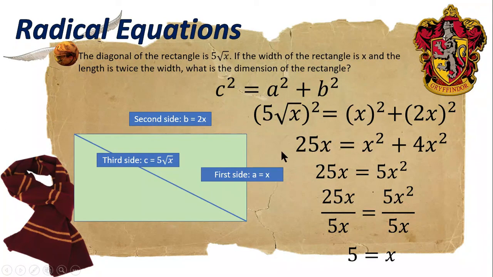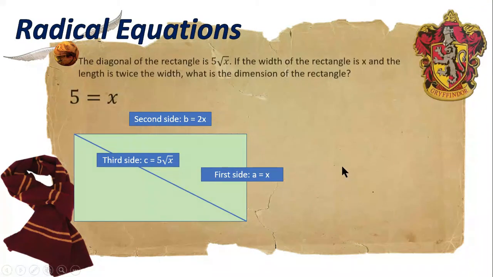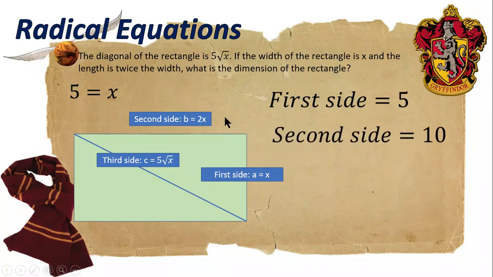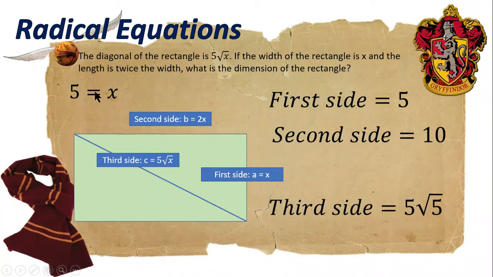So the main question is, what is the dimension of the rectangle? We need to evaluate this equation. The measurement of the first side is 5 because it's just x. For the second side, we just have to multiply 5 by 2, and that will become 10. And for the third side, we just have to substitute x with 5, so that will be 5 square root of 5. Those are the answers.